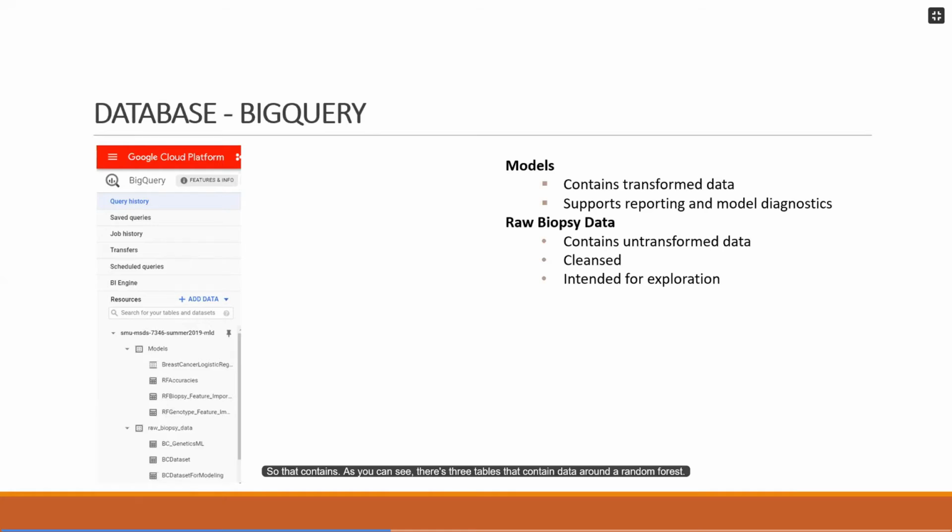Additionally, we have transformed data in our model schema. That contains, as you can see, 3 tables that contain data around a random forest output. One neat thing I'd like to call your attention to: if you look at the breast cancer logistic regression object at the top, that's actually a model that is stored within BigQuery. BigQuery has some really neat capabilities where you can go in and build rudimentary linear and logistic modeling within the UI itself.